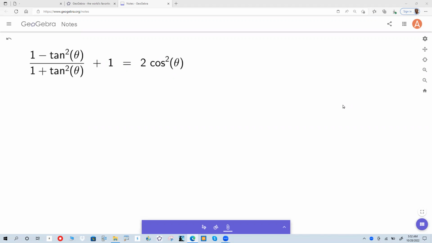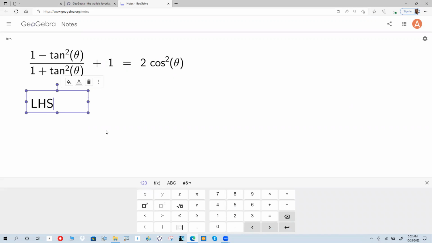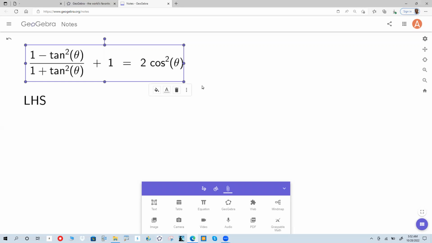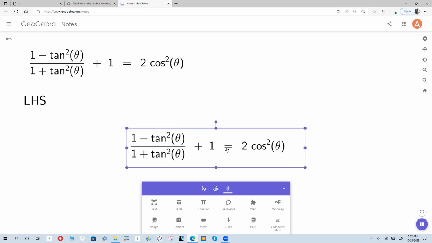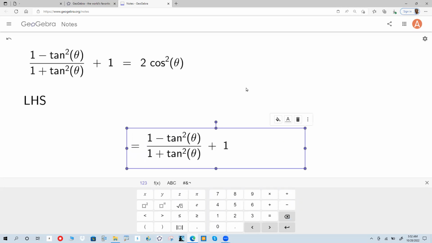So let's work on this trig identity. As you know, as we have mentioned many times in the past, they can be solved in multiple ways. I'm going to start with the left-hand side because that looks complicated enough to me. And the left-hand side is this. I'm going to do a little bit of copy pasting to save some time. So the left-hand side is this.